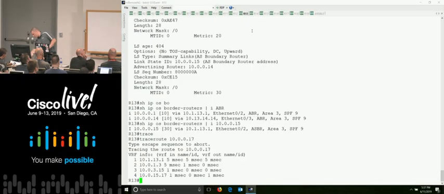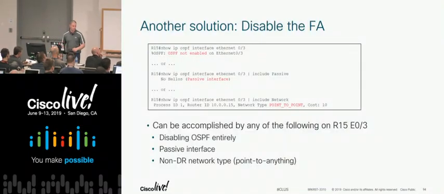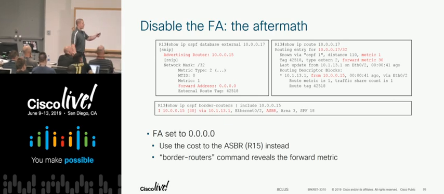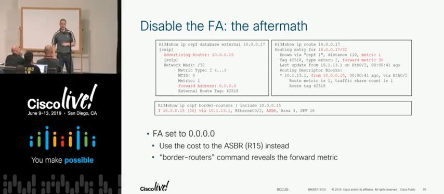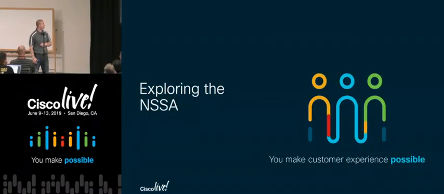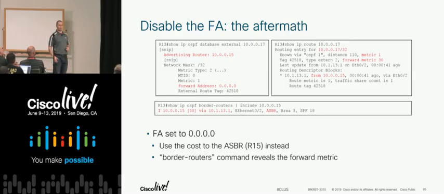Let's go back to the slides and do a quick wrap up on this before we move into our final set of topics. So we disabled the FA. It got set to 0 because we turned off the OSPF on that interface, or we made it a point-to-point network. We used the border routers command to get the shortcut, but to do it the hard way, we did our 2 steps. Just like for inter-area, we had 2 steps.